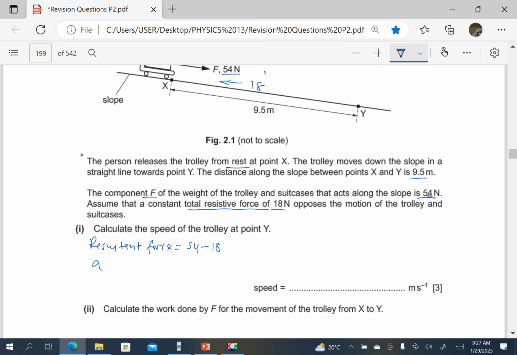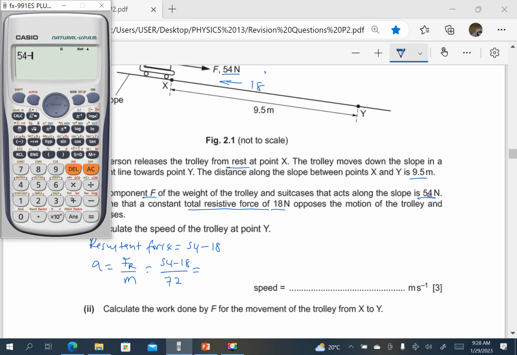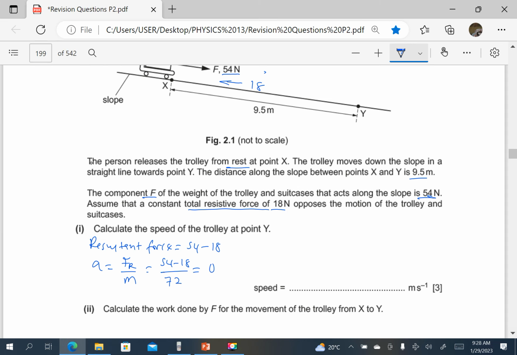But we know that acceleration is equal to the resultant force, I'll call this FR to mean resultant force, over the mass. So the resultant force is 54 minus 18. Then we divide this by the mass. The mass has not changed, it's still 72. So this gives us the acceleration, and I think this is 54 minus 18 divided by 72. I think that is 0.5. So the acceleration is 0.5 meters per second squared. That is down the slope.